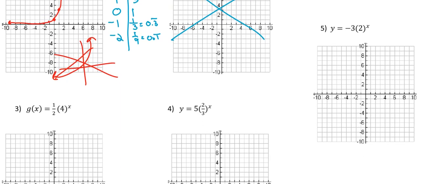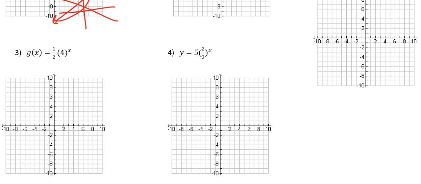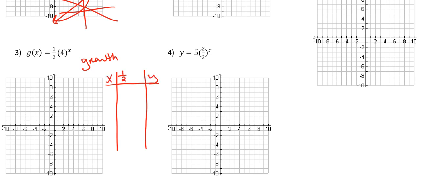Let's look at number 3, our third graph here. For this graph, it's 4 to the x. So that means you should know immediately this is growth. And again, if I'm putting in values, I'm going to show the middle for this one. And you can just put x, y. You don't have to show the middle piece. And pick these same values. And I have a half, and then it's 4 squared. 4 squared is 16, and half of that is going to be 8.